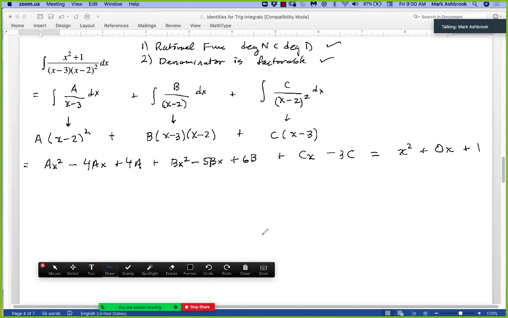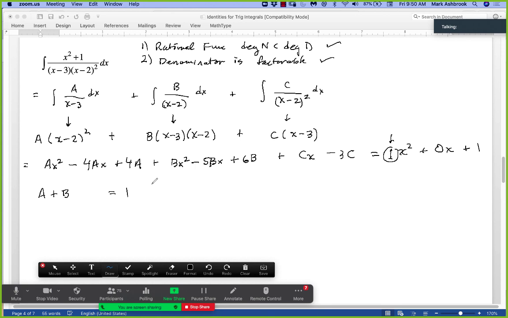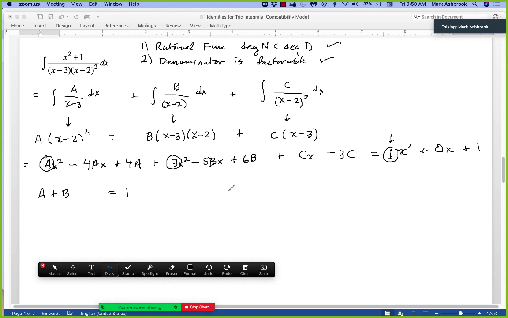Are we good so far? Does this make sense? Okay, so then I've got my coefficient of x squared is 1. So when I add my x squared terms together, my coefficient needs to be 1, so I just think that's a plus b, right? So ax squared plus bx squared has to be 1x squared, so a plus b has to equal 1. Good so far?